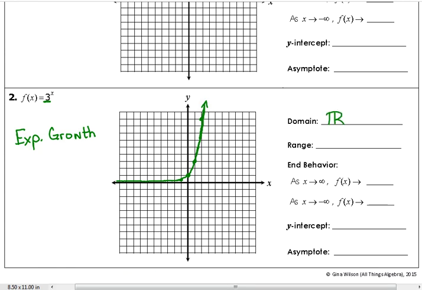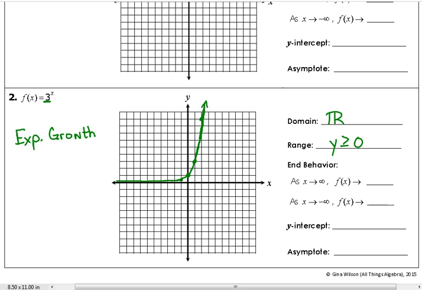Okay, the domain is still going to be all real numbers. I can raise 3 to any power, I'm always going to get an answer. That is always the domain of an exponential function. Polynomials and exponentials, they're always all real numbers. Okay, the range is also the same right here. The range is y is greater than or equal to 0 because I still don't hit any negative y values. All my y values are above the x-axis.